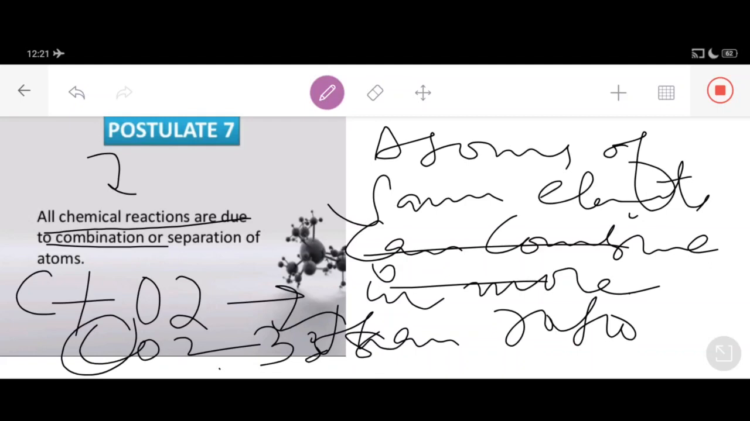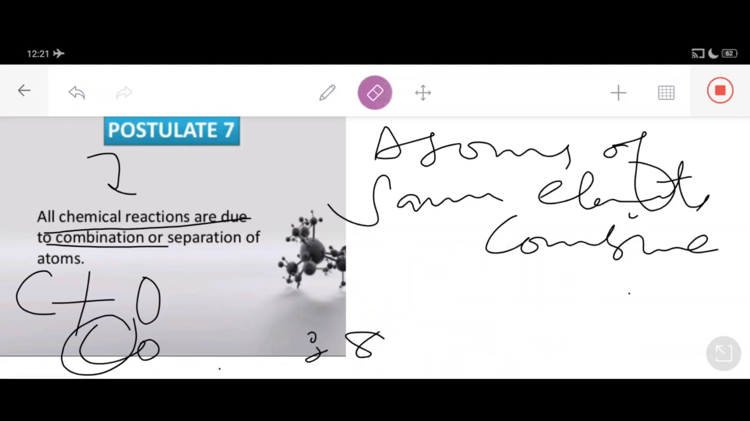So this was the sixth postulate, but the seventh postulate is telling us, my dear students, have concentration towards me. This is a very important topic and a very important postulate. Atoms of the same elements can combine in more than one ratio, meaning they can combine in different fashions, in more than one ratio, to form more than one compound. For example, let me give an example of this.